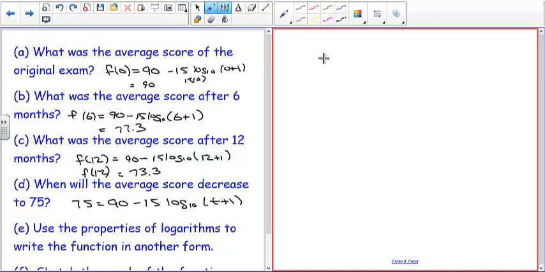So if you subtract 90 from both sides, you'll get negative 15 on the left-hand side. You get negative 15 times log base 10 of t plus 1. So if we divide both sides by negative 15, we'll get 1 is equal to the log base 10 of t plus 1. And the question is, what does this argument have to be for the result to be 1?